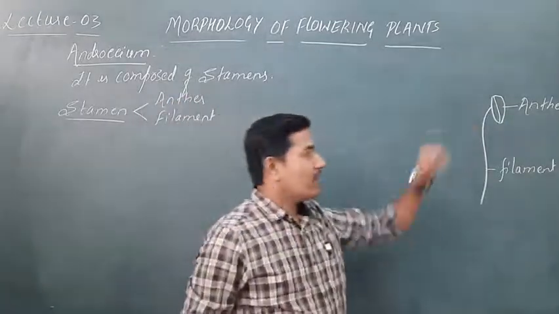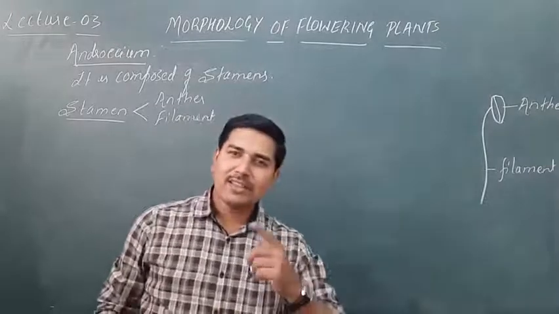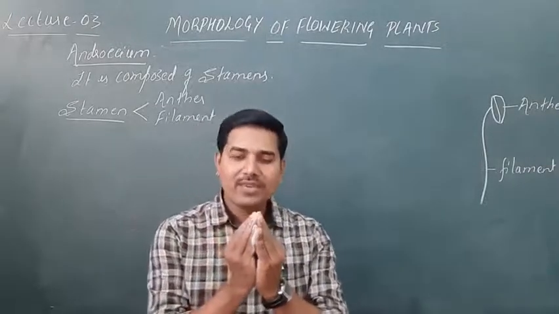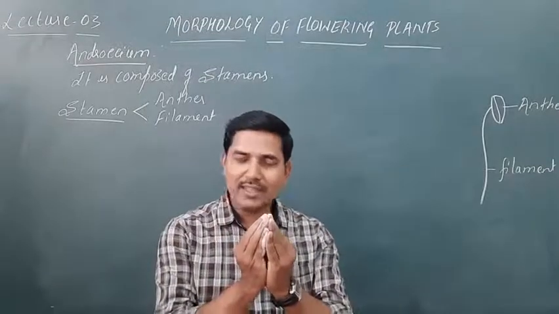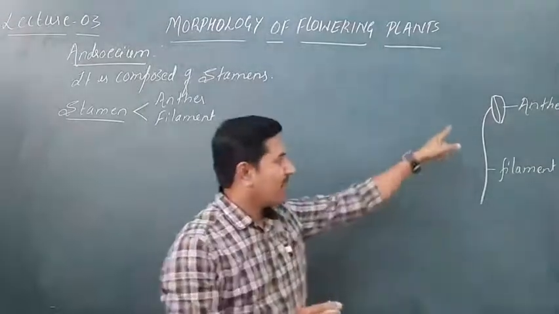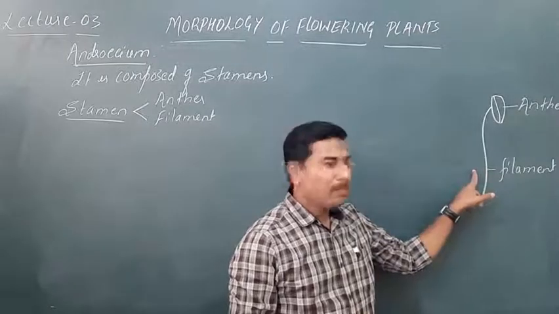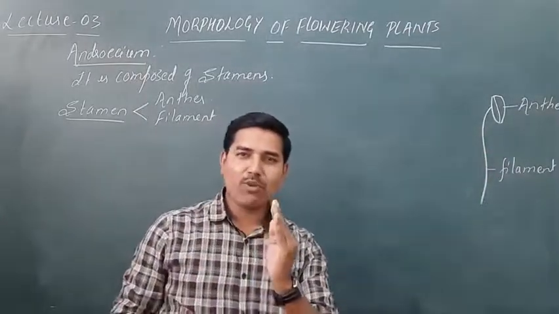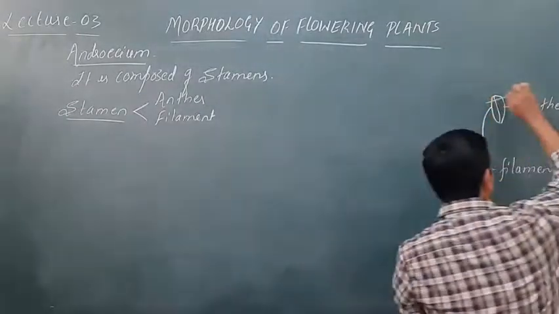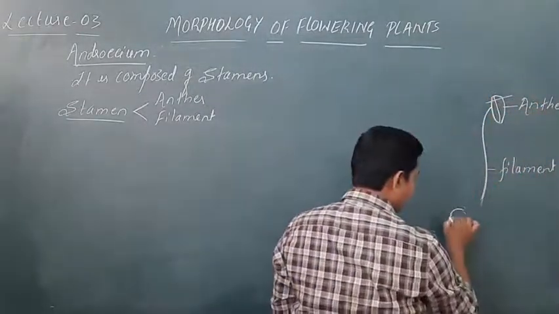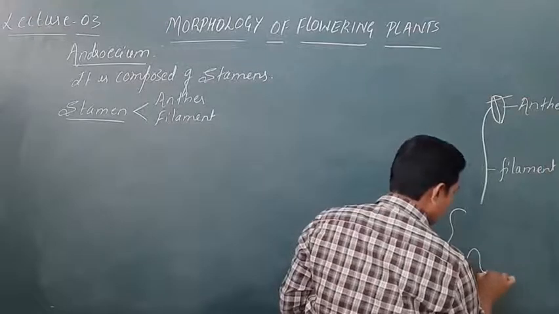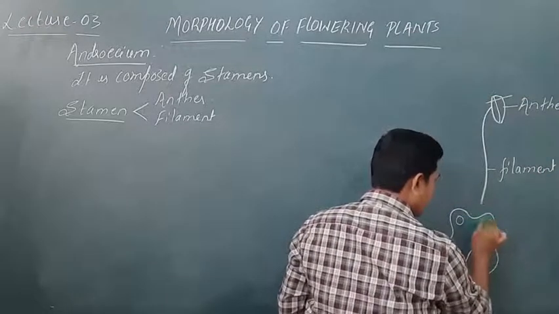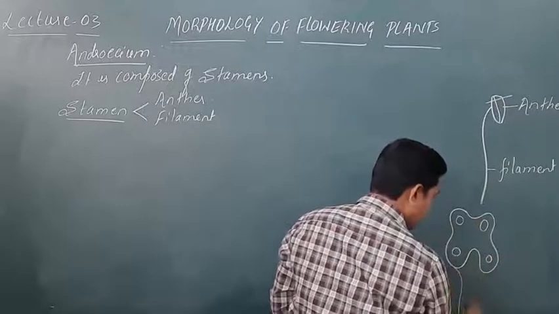Now what is anther? Anther is the lobed part which consists of 2 lobes. Anther is a bilobed structure which is attached to filament. Now this anther lobe, if we cut ಮಾಡಿದಾಗ ನಮಗೆ ಈ anther lobe ಒಳಗಡೆ ಏನು ಕಾಣಿಸ್ತದೆ ಅಂತಂದ್ರೆ, if we cut like this, then what we observe, such structure.